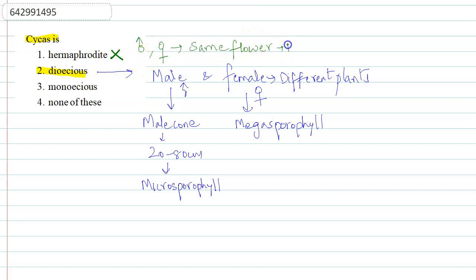For example, we take the example of tomatoes. Tomatoes are hermaphrodite. But in the Cycas, the male and female are on different plants. So hermaphrodite is a wrong option.